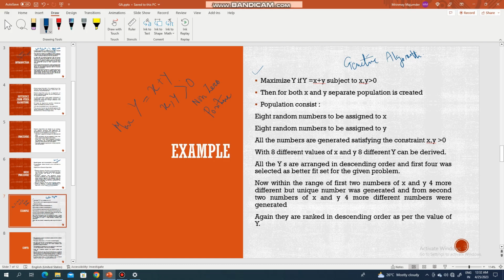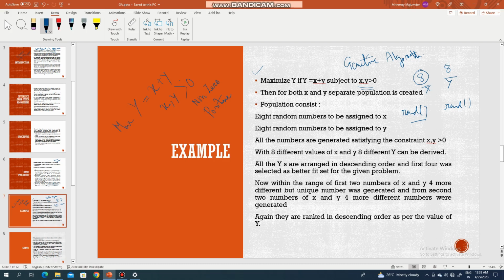So what happens is, in the first step, 8 random variables are created for x. That means x is assigned 8 random numbers. And for y also we create 8 random numbers. And yes, it satisfied this constraint. That means all these 8 numbers are more than 0 for both x and y.